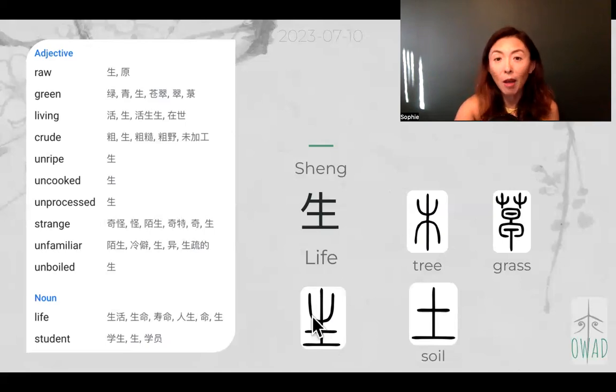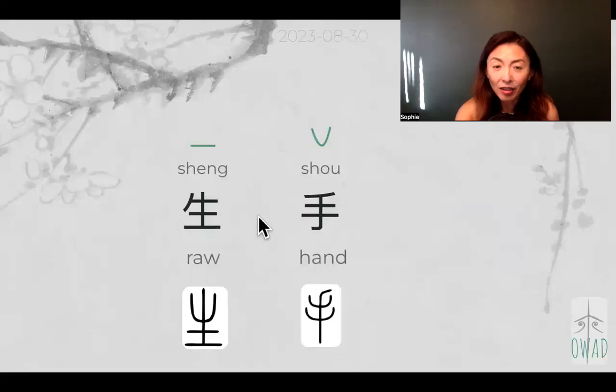So the top is the plant symbol, and it has its root stuck into the ground. The first horizontal line is the ground level, and the second line is the indication of the soil surrounding the root, meaning it's still alive, it's still rooted. So that's the symbol for life. I think it's very reasonable. And 生手 is today's concept.